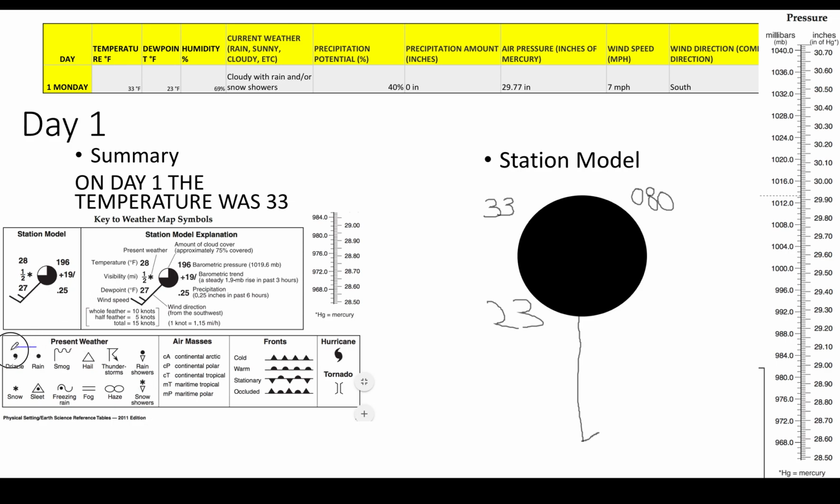Down here, drizzle is the same thing as light rain. Rain showers is here, though. So rain showers would be one, or snow showers would want to be one. Rain is here, fog is here. This is all the present weather. So I'm going to choose one. And looking at the temperature, it's 33 degrees. I am going to say that it's rain showers. So I would put a little dot. I would draw my little upside down triangle, it looks like, and I'd have that there.